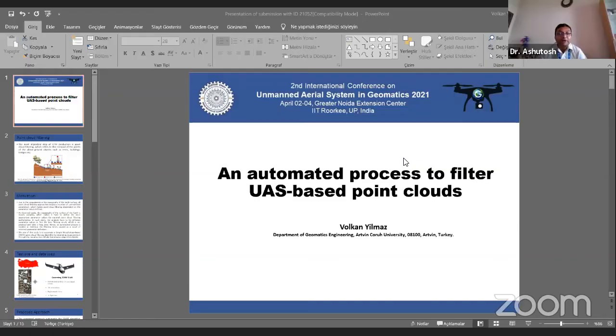By Mr. Volkan Yilmaz on an automated process to filter UAS-based point clouds. So kindly, we'll stick to our timeline of 10 minutes, including the query session. If questions are not there, then we will take advantage of that time also.